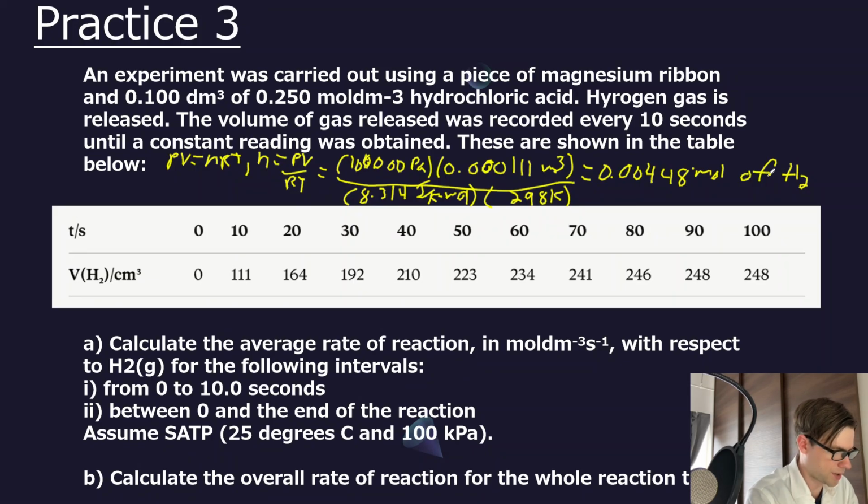So if I want to find the average rate with respect to H2, this is going to be absolute value of change in concentration over change in time. So this will be absolute value of moles, 0.0448.